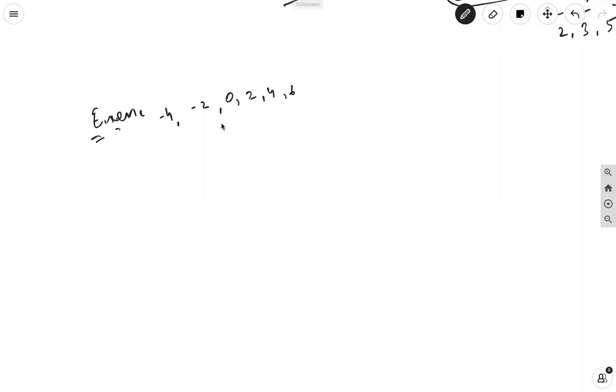And we could write these in a generic term in the form 2a, where a could be a positive integer, a negative integer, or 0. If a is 1, this becomes 2. If a is 2, this becomes 4. If a is 0, 0 can be divided by 2, so 0 is an even integer.